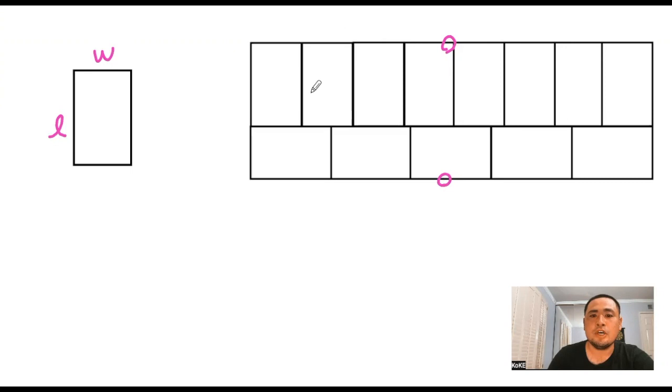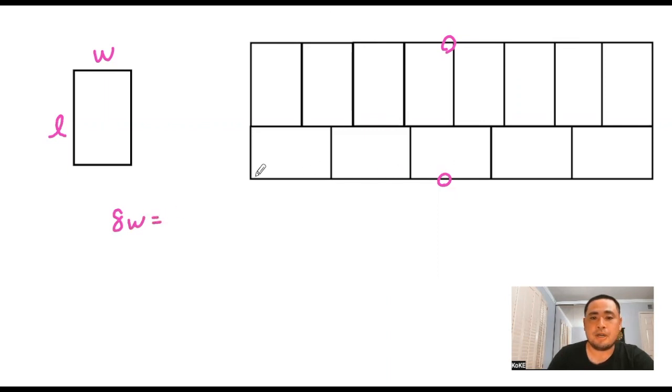So now if you notice, the top width here is equal to 8 of the width of the smaller rectangle. So it takes 8 of these smaller rectangles to equal the width here. So we can equate the top width right here as 8W.